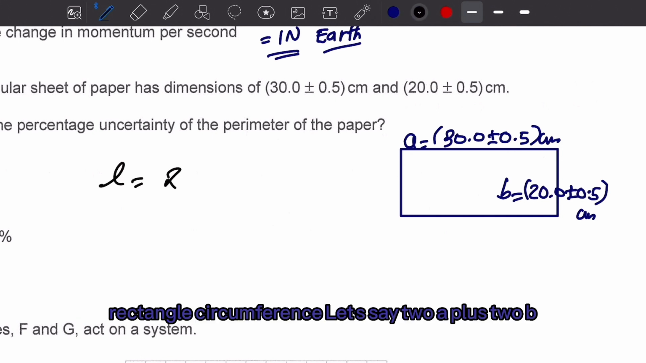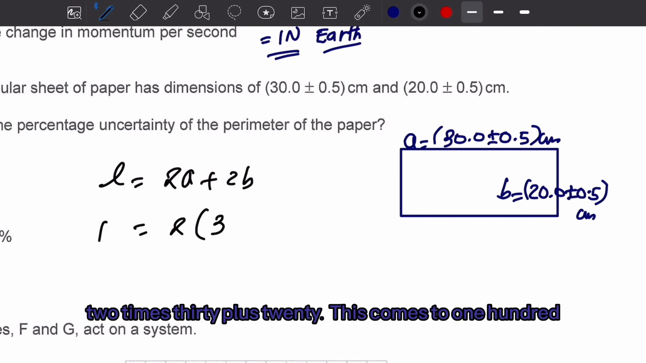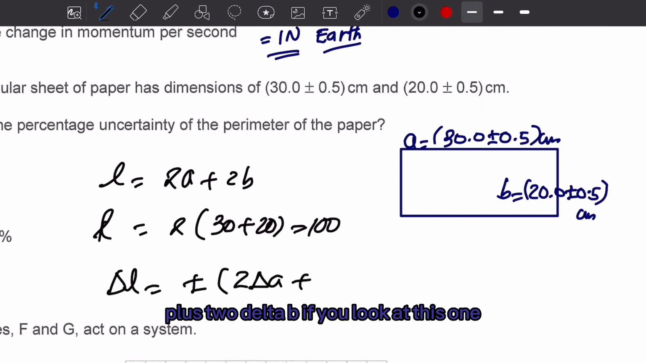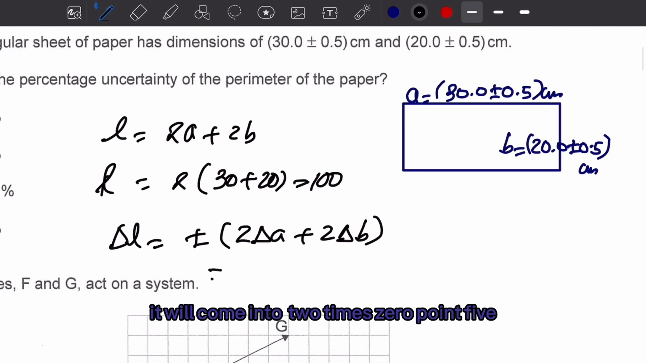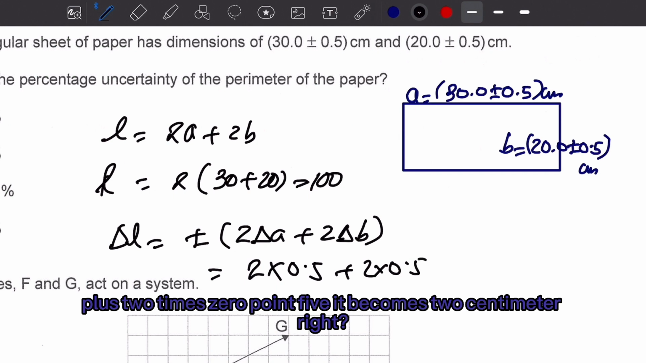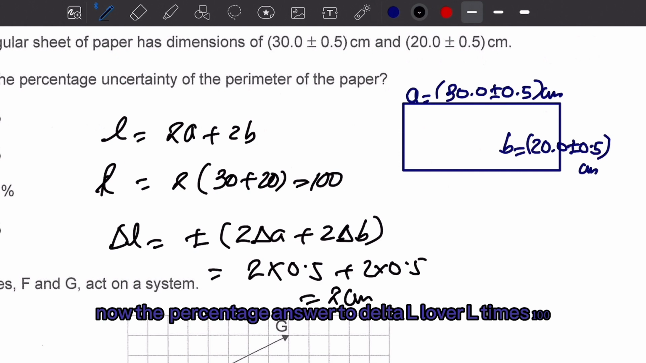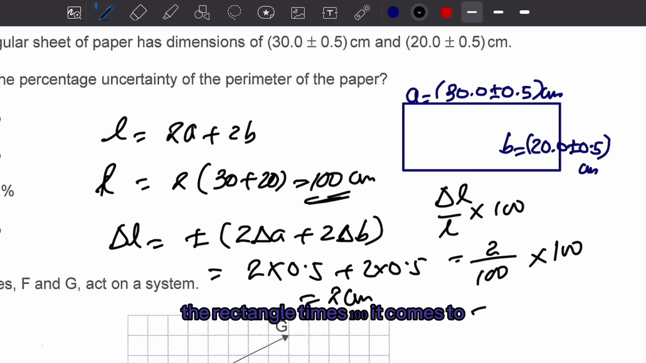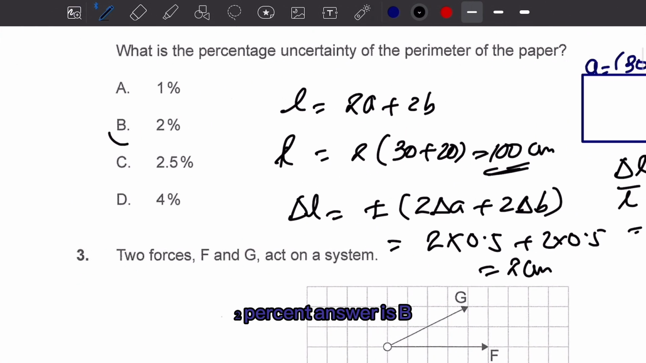Now here they talk about the circumference of a rectangle. Rectangle circumference is 2a plus 2b, 2 times 30 plus 20. This comes to 100. Delta L, if you think about it, is plus or minus 2 delta A plus 2 delta B. If you look at this one, it will be 2 times 0.5 plus 2 times 0.5. It becomes 2 centimeter, right? Now they ask percentage uncertainty. Delta L over L times 100 is 2 divided by 100, where 100 is the circumference of the rectangle, times 100, it comes to 2%. Answer is B.